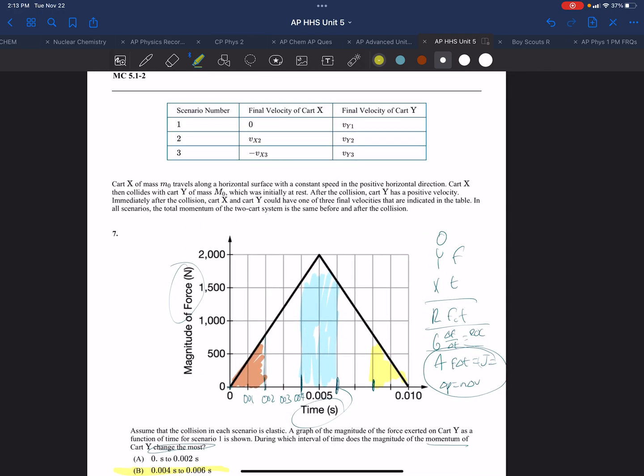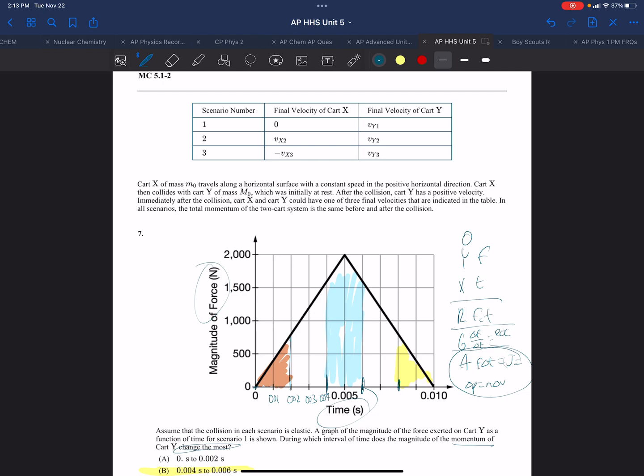So we got the data table, and we draw out the scenario. So X travels on a horizontal surface. So here is X when it has an M0, constant speed in the positive horizontal direction. So we have that right. Cart X collides with Y, also of mass M0. Notice these two are different from each other. So it's a larger mass, which was initially at rest.